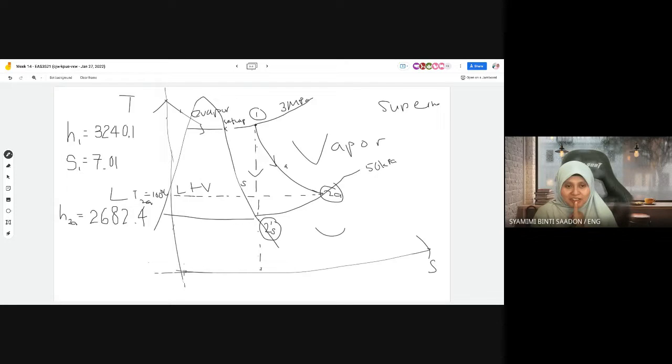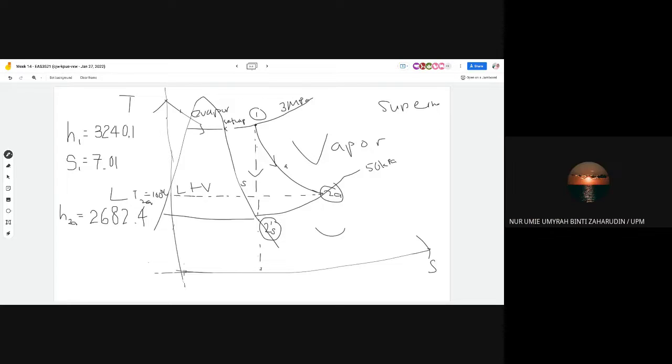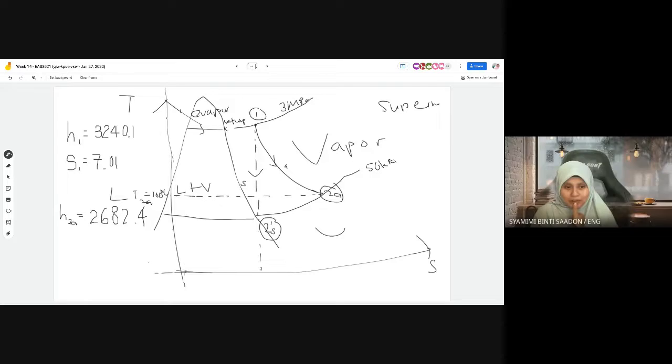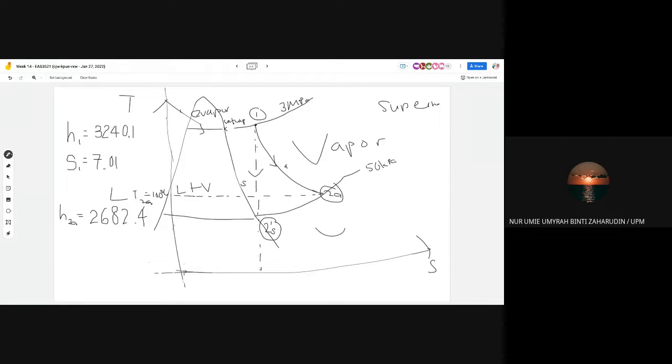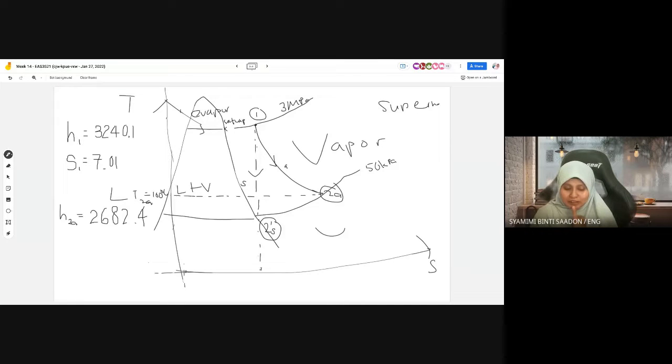Maybe Umi, for point 2S, we know the pressure is 50 kilopascal. What other parameter do we know about the location 2S? We can get the temperature. Temperature, how? Directly from here, we don't know the temperature. The 100 degrees is from 2A. Table. Sorry, which table?